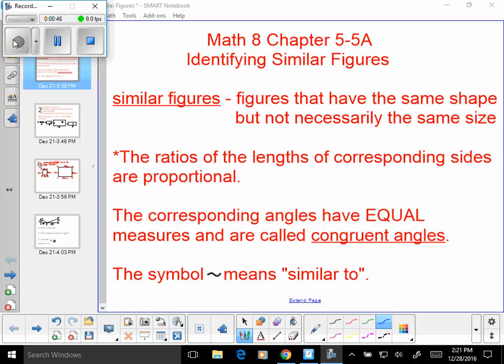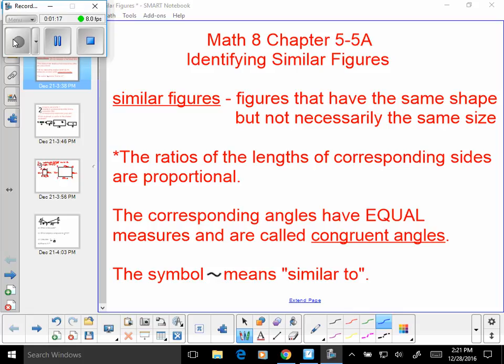One of the things we need to do here is a key concept of setting up a ratio of the lengths of corresponding sides, and they have to be proportional. If we can do that, then we're well on our way to proving that the two figures are similar. We also need to deal with corresponding angles, and they have to have equal measures. We call them congruent angles if they have equal measures. We don't say they're equal, we say they're congruent.